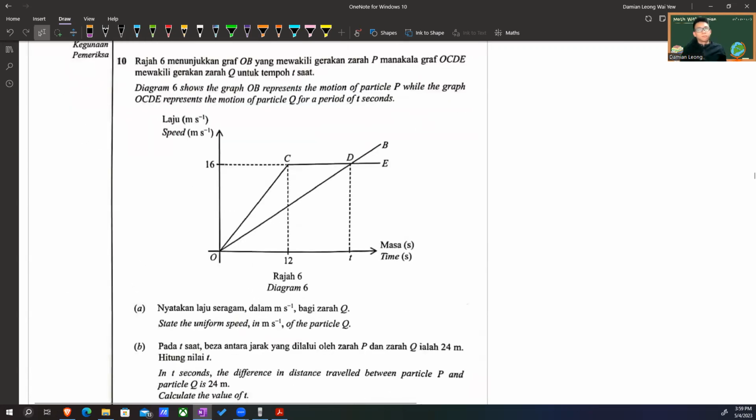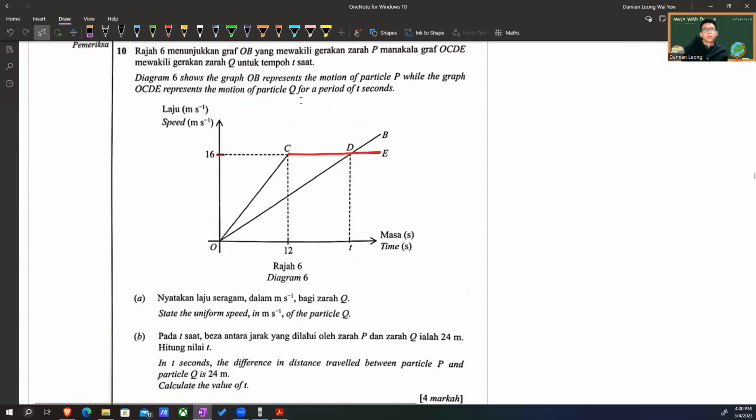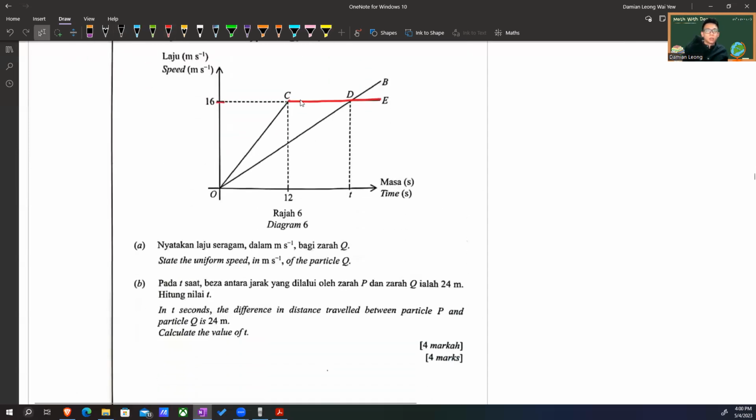Now question 10. Diagram 6 represents the graph of OB, which represents the motion of particle P, while graph OCDE represents the motion of particle Q for a period of t seconds. State the uniform speed for Q. Uniform speed for Q means the speed when the speed doesn't change, this part. So the speed is 16. So very straightforward. Yeah. A is just 16 meters per second.